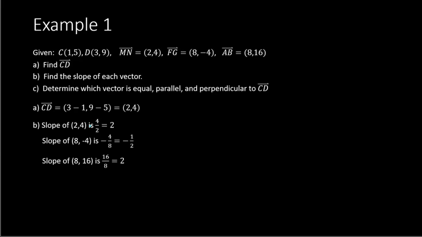And we see that all typed up right here. Okay, we have the slope of 2, 4 is 4 over 2. Slope of 8, negative 4 is negative 4 over 8. Slope of 8, 16 would be 16 over 8. All right, so we found all the slopes.